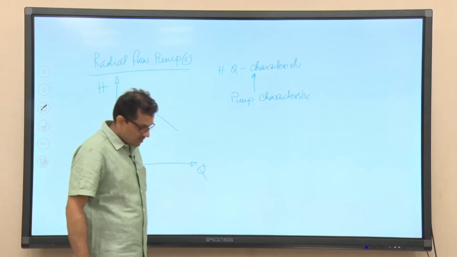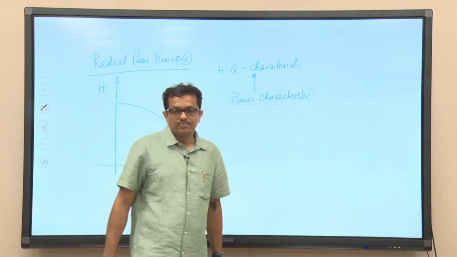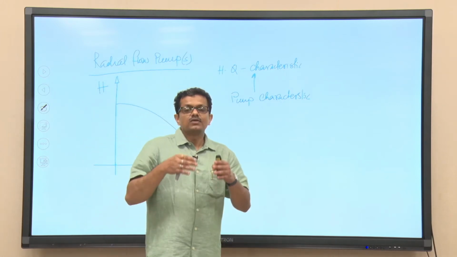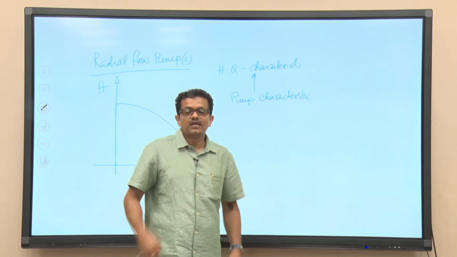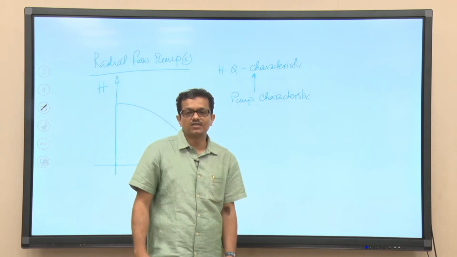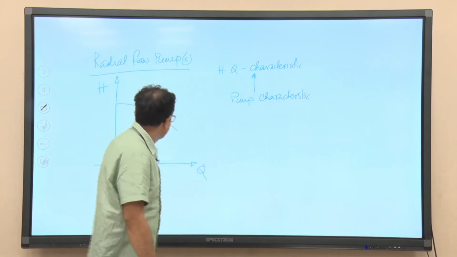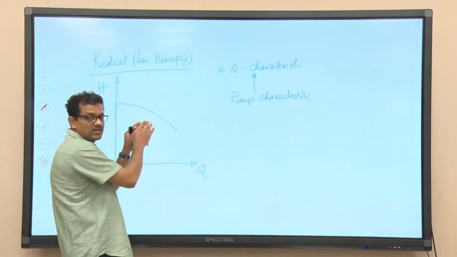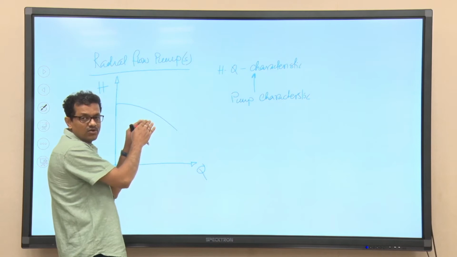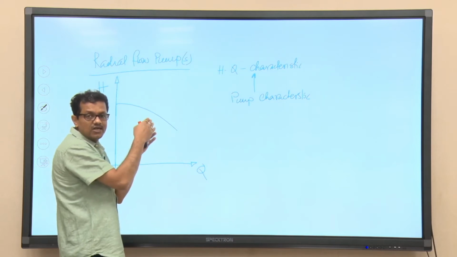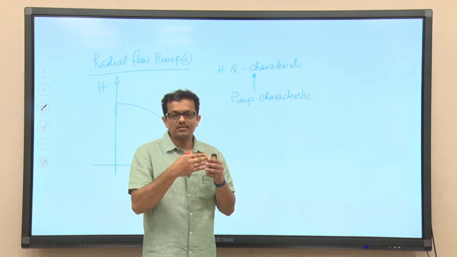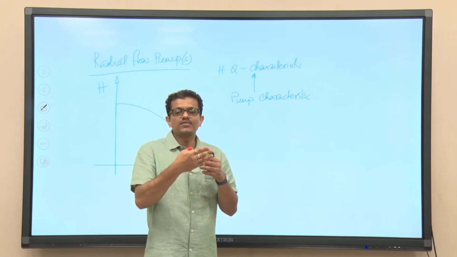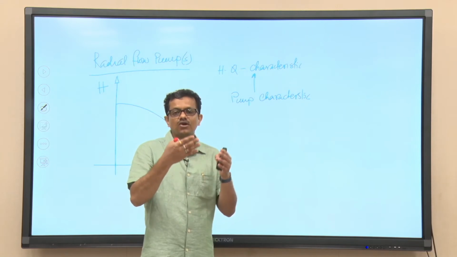Let me tell you, a radial flow pump always works against the system resistance, the resistance of the system in which the pump is installed. Now, we really do not know what the operating point will be, and that operating point will be fixed by the resistance of the system in which the pump is installed.